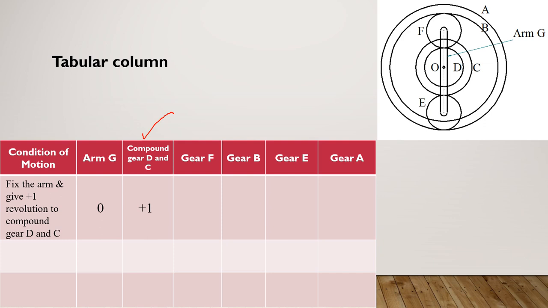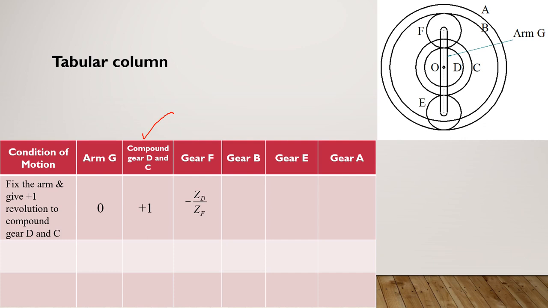So it is ZD divided by ZF. See the sense of rotation. There is an opposite direction. If you give clockwise rotation to gear D, F will rotate in the anti-clockwise direction, so there should be a negative sign. So it is minus ZD by ZF.